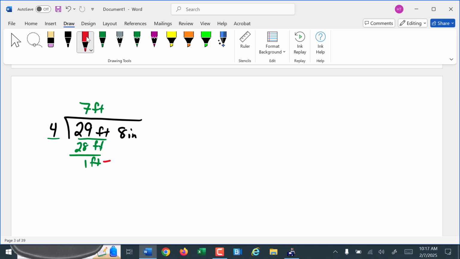Before I can bring down the 8 inches, I do have to convert the feet into inches. Of course, 1 foot's 12 inches. Now I bring down the 8 inches. 8 plus 12, we have 20 inches to work with. What's 20 divided by 4? 5 inches.